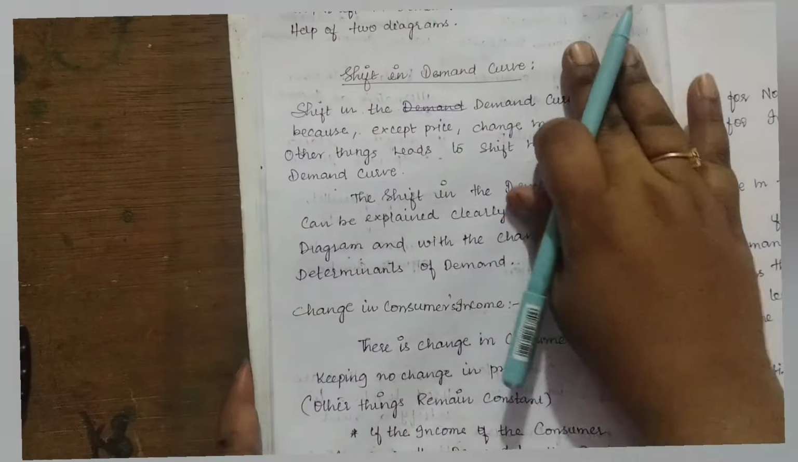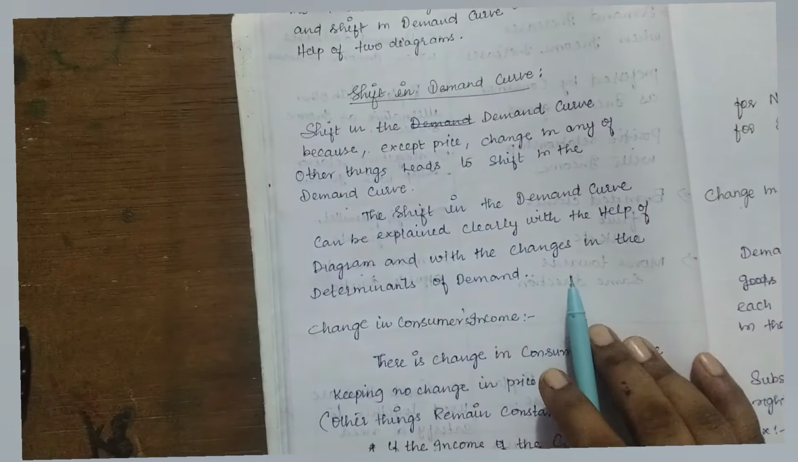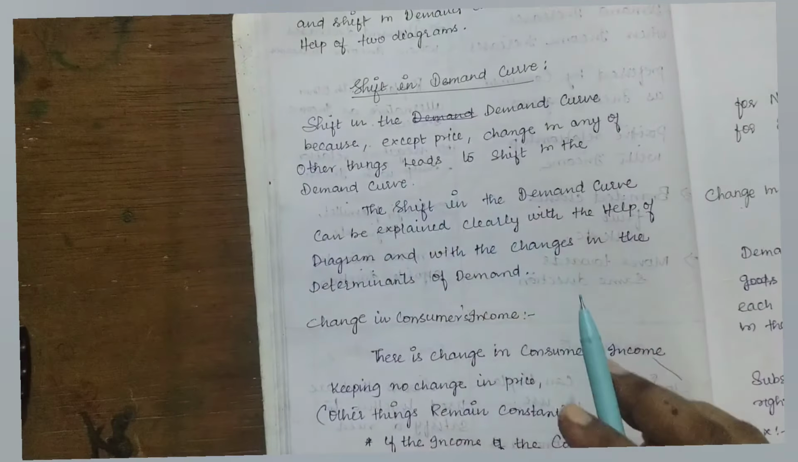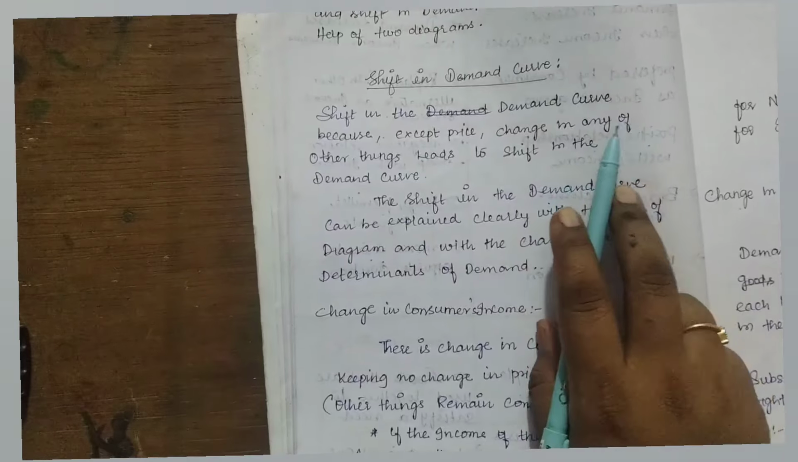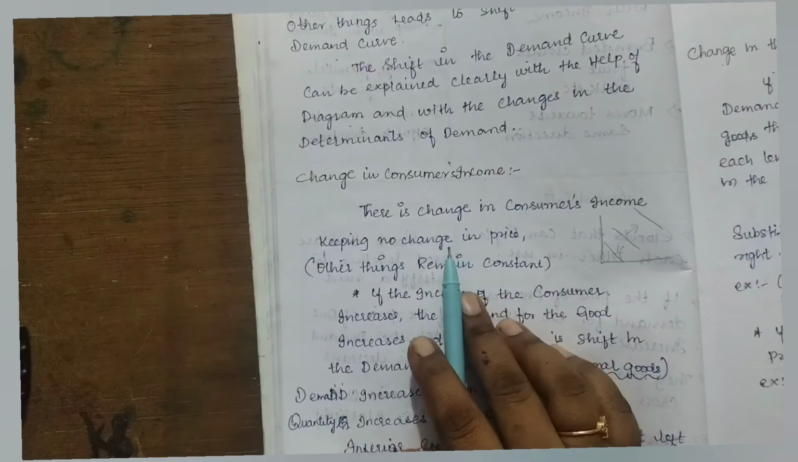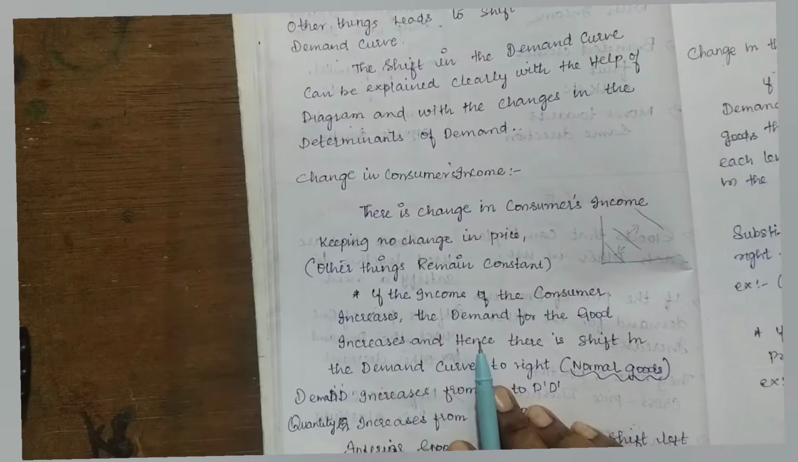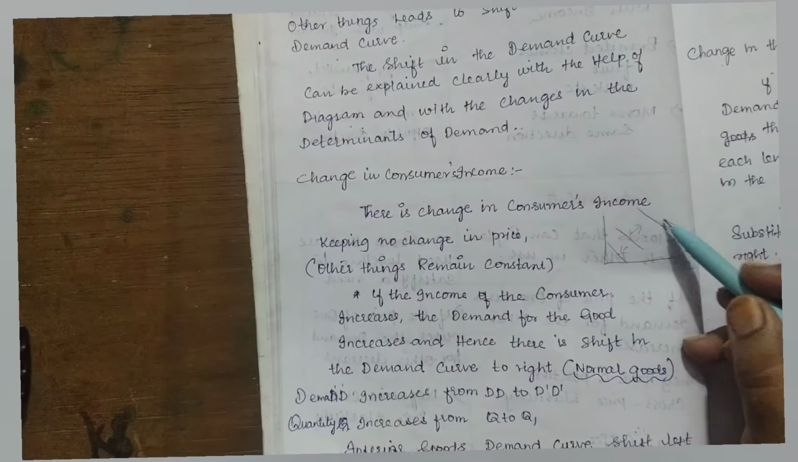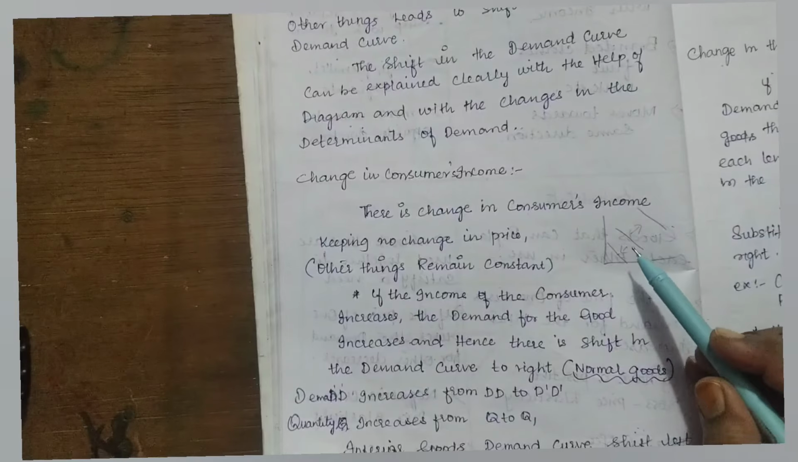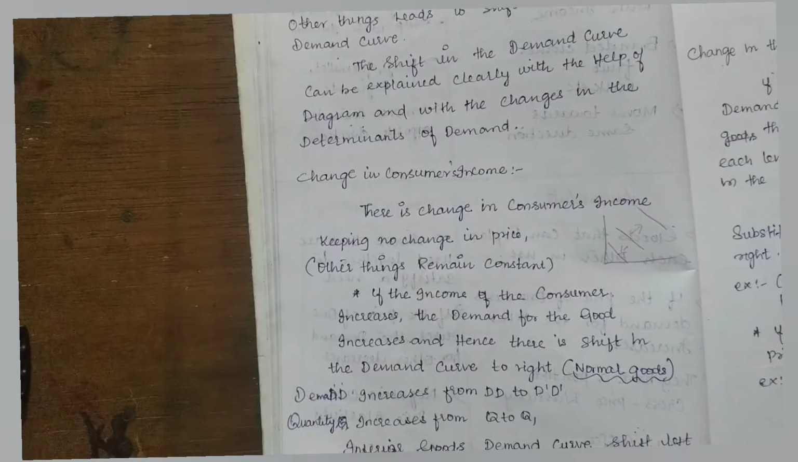This is one of the important questions: the movement along the demand curve and shift in demand curve, with the help of two diagrams. A shift in the demand curve happens when any factor other than price changes. If the consumer's income increases, the consumer will buy more of a normal good, so the normal good demand will shift rightward, and the consumer will buy less of an inferior good, so the inferior good demand will shift leftward.